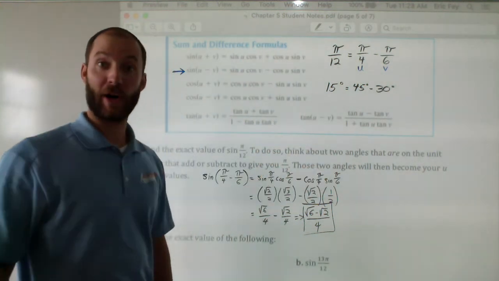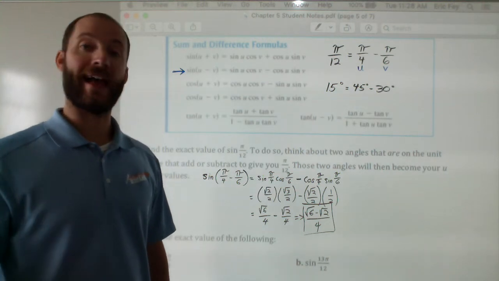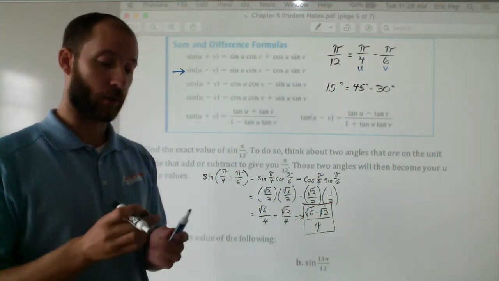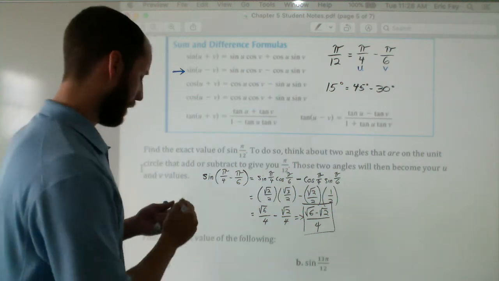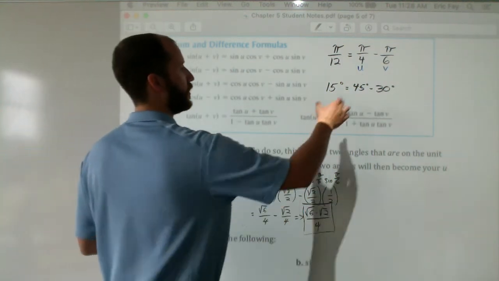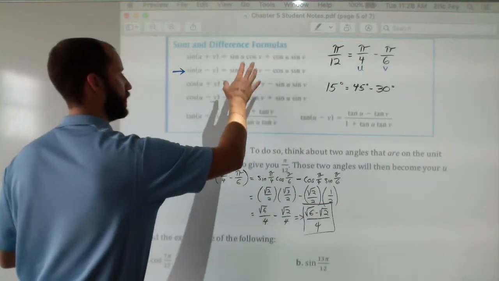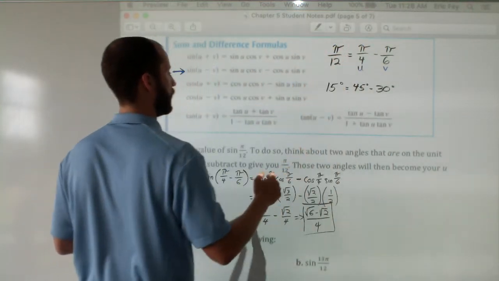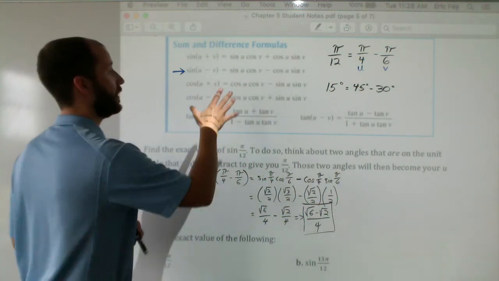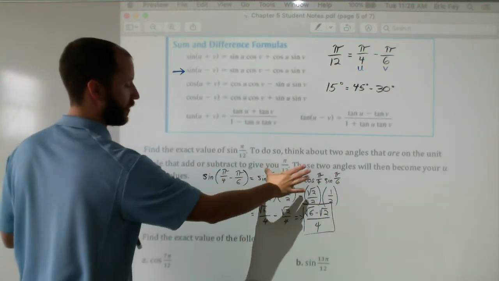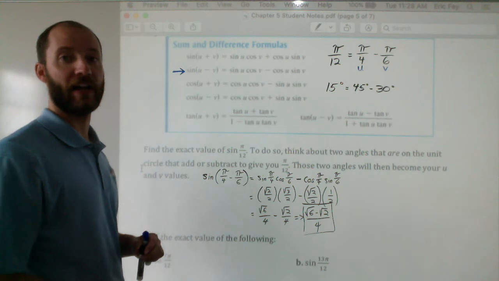I'd say the trickiest part of all of this is finding the angles that add or subtract, especially if you want to work with the radians, because it's a little different way of using your brain, okay? But once you have your u and v values, which formula are you using? Are you using a subtraction or a plus? Which function, sine, cosine, tangent? You find your formula, you write it all out, you simplify down.